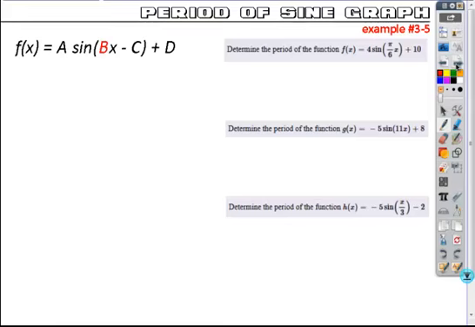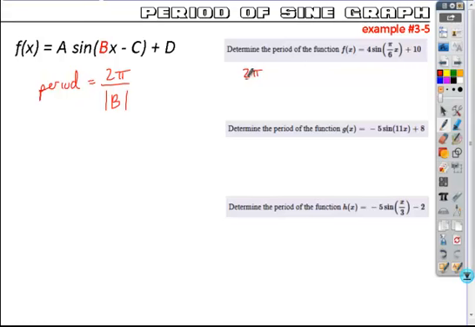Okay, so the first thing is just to be able to calculate it. So remember that the period of a sine or cosine function is just 2 pi divided by the absolute value of b. So when we look at this first example here, what's the period of this function going to be?